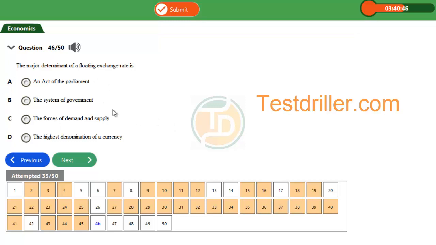If the act of parliament is used, we are going to have currency devaluation and currency revaluation. But if the force of demand and supply is used, we are going to have currency appreciation and currency depreciation. So for this question, option A is confusing.